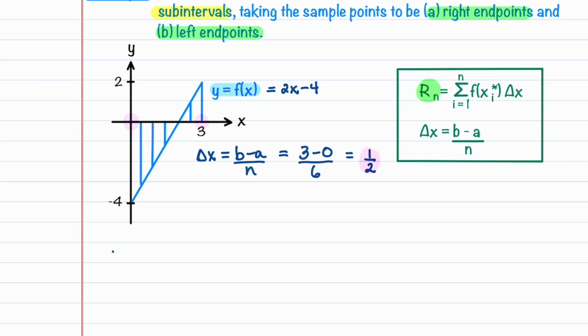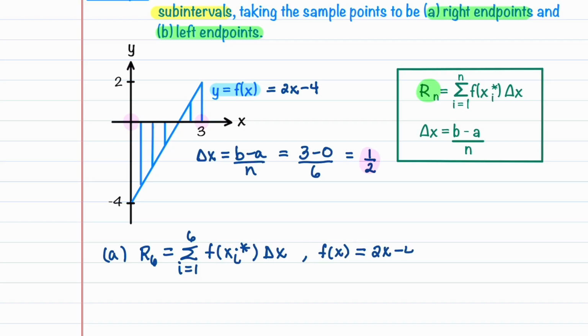Let's first find the Riemann sum when the sample points are right endpoints. Since we have 6 subintervals, we're going to write our Riemann sum as R sub 6, and it's equal to the sum, looking up here at the formula on the right, from i equals 1 to 6 of f of x sub i star times delta x. And our f of x is equal to 2x minus 4.